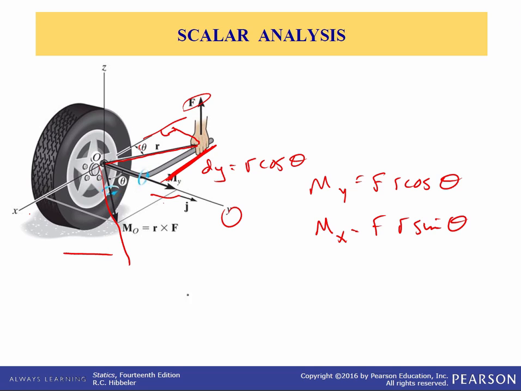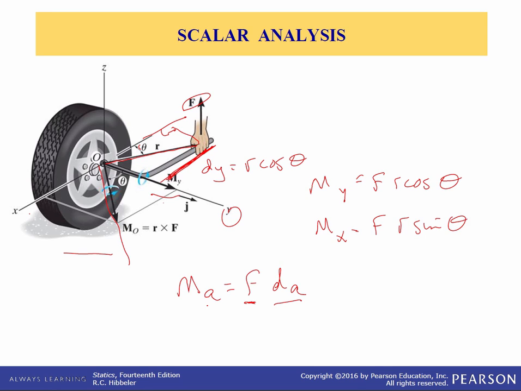So in general, in the scalar approach, the moment about any axis is equal to the force in question times the moment arm. That's the perpendicular distance between a point on the line of action of F and the axis, and that's not a vector.